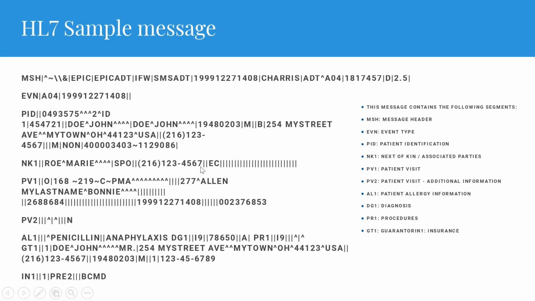The next one is NK1, next of kin. PV1 is patient visit. PV2 is patient visit additional information. AL1 is patient allergy information. DG1 is the diagnosis information. Those are different segments in the HL7 messages.